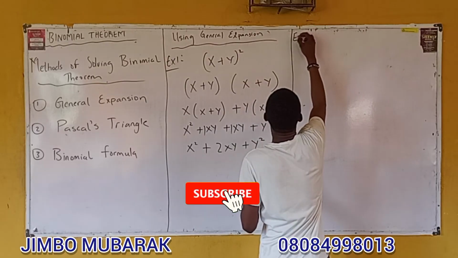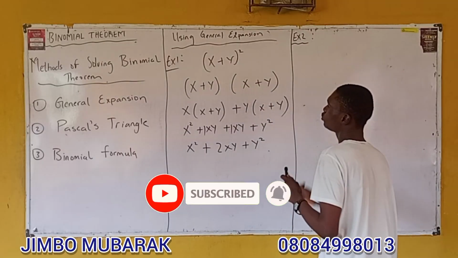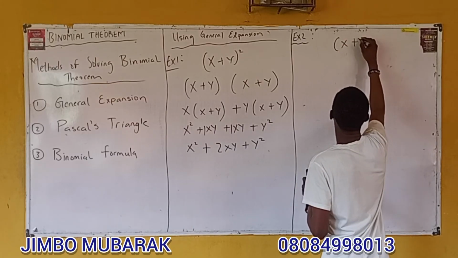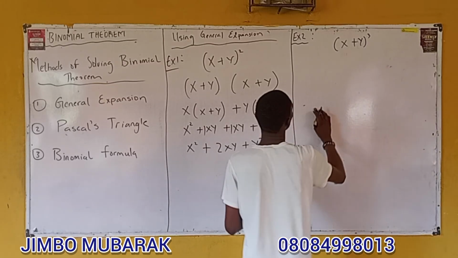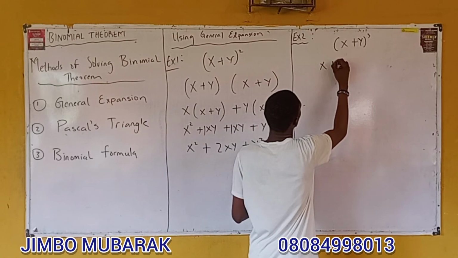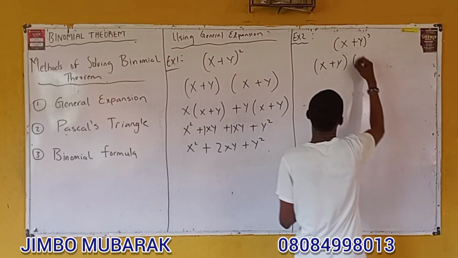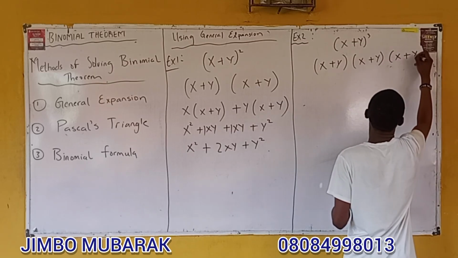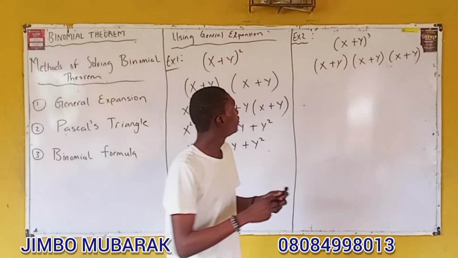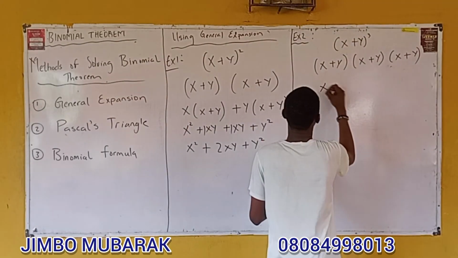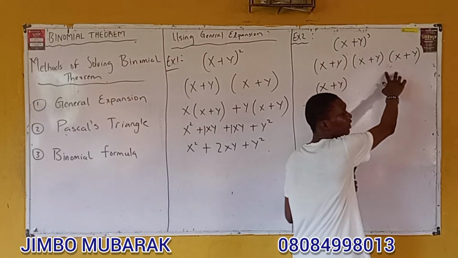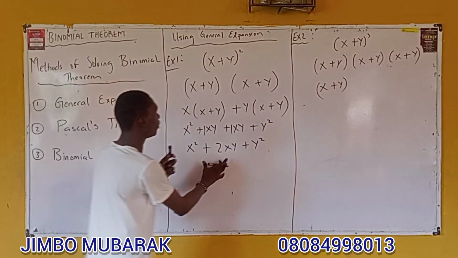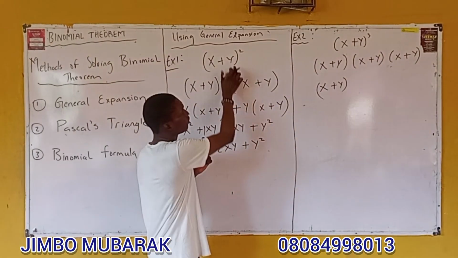So example 2. Say x plus y raised to power 3. Alright, so what we're saying is that we want to multiply them 3 times. x plus y multiplied by x plus y multiplied by x plus y. Since we know that x plus y twice is x plus y raised to power 2, and we already have the expression for x plus y raised to power 2.